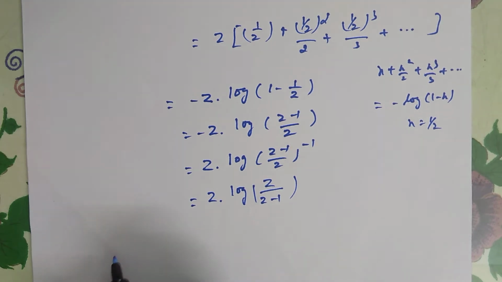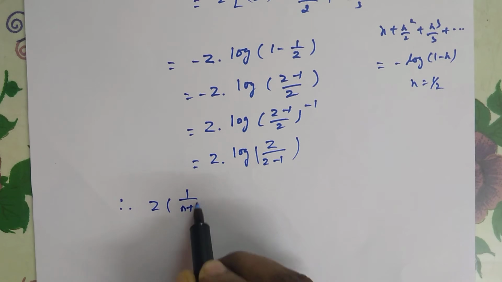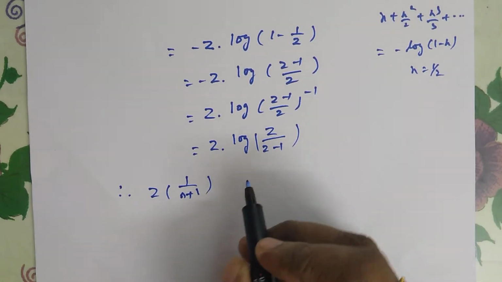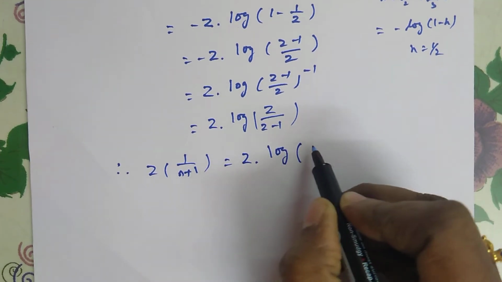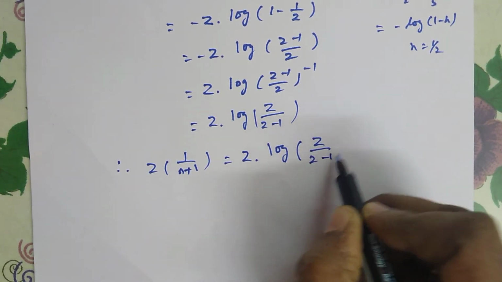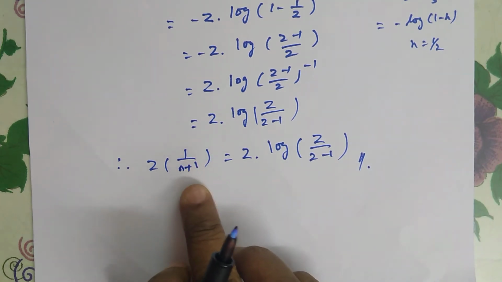So now what is our left hand side? Left hand side is Z of 1 by n plus 1. So Z of 1 by n plus 1 equal to z into log of z by z minus 1. This is the answer for the Z of 1 by n plus 1.